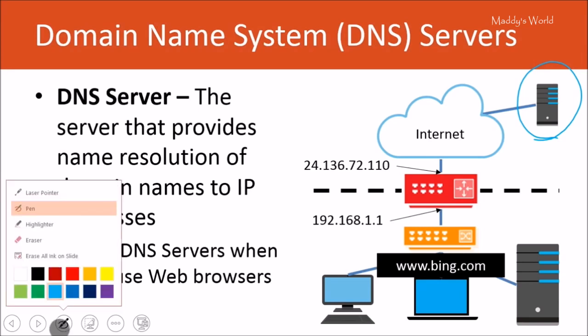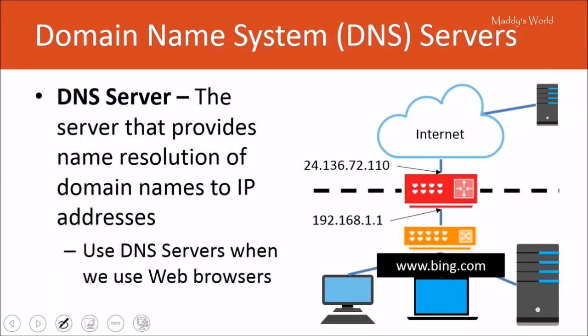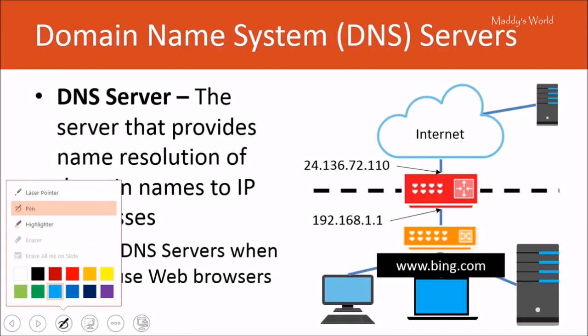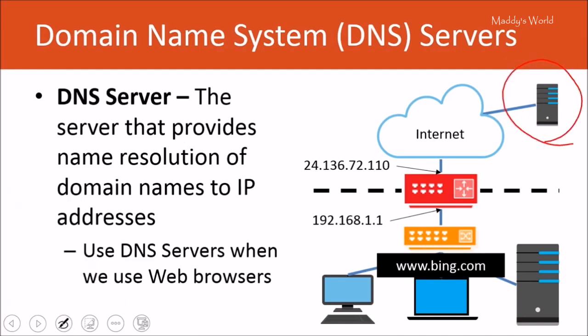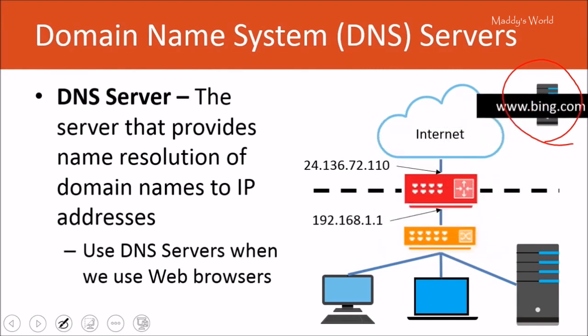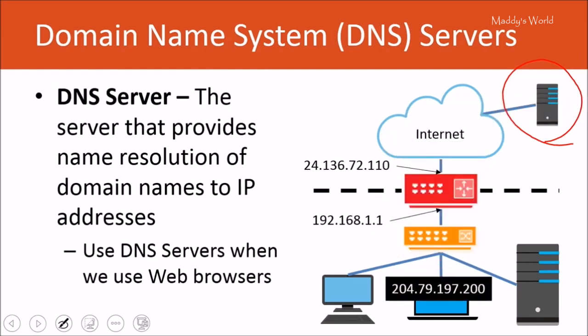And so let me actually erase the ink because I think my animation is going to cause me troubles and make me back up with what I just said here. But let's now pretend that that's not the Bing server, but it's actually a domain name system server, a DNS server, right? And so what's going to happen is we're going to type in bing.com into our browser, and then that information is going to be relayed to the DNS server. And then that DNS server is going to send us back the IP address for bing.com.